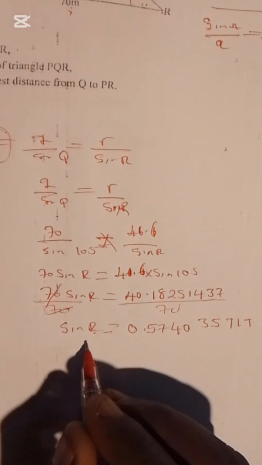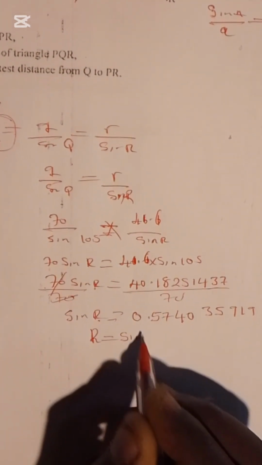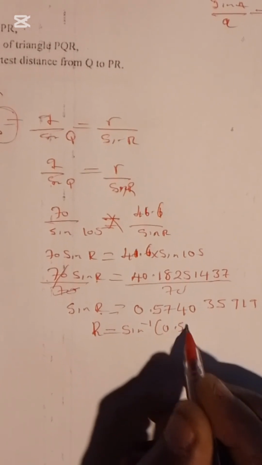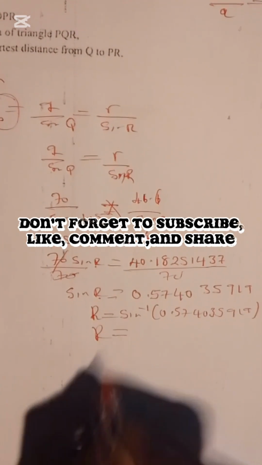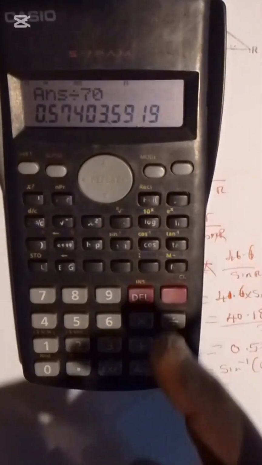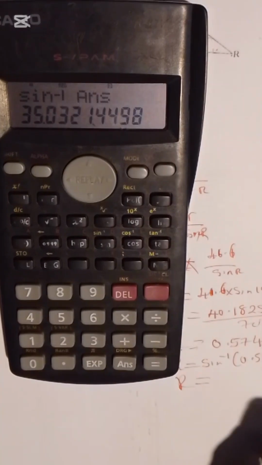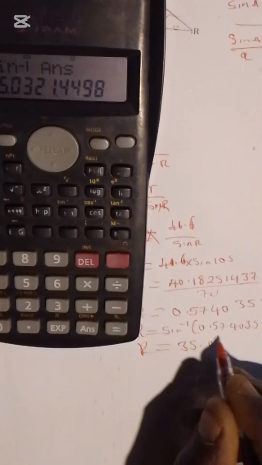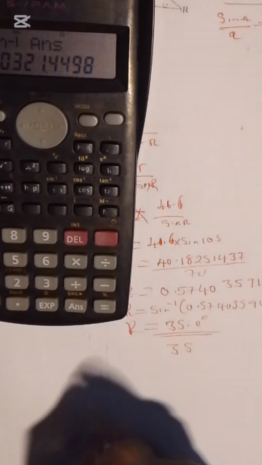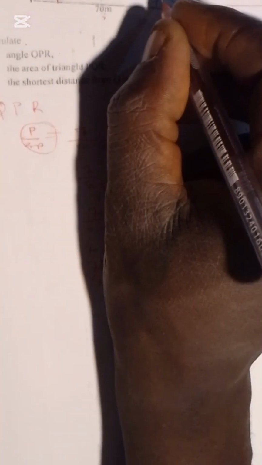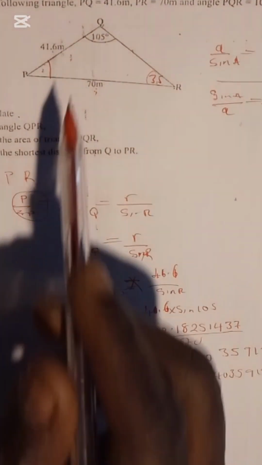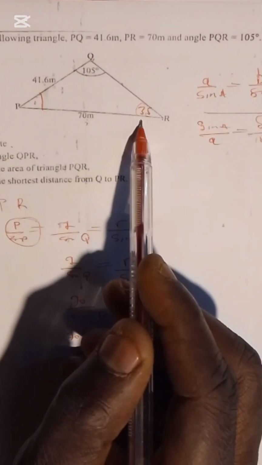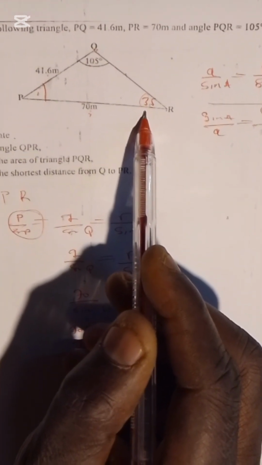So what we want is R, remember. So sine will cross over, and it will be R equals sine inverse of 0.57403519. So R will be equal to what? We just punch shift and sine equals. So it has given us 35.0 degrees, which is just 35. So meaning the angle that is on R is 35. As we know that a triangle adds up to 180, we just add 105 plus 35. It gives us 140, minus 180.